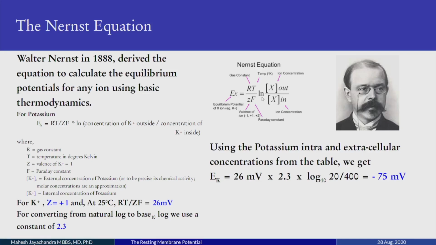And then you have the natural log of the ion concentration outside over the concentration of it inside. For potassium, its valency is 1, and at 25 degrees centigrade, RT by ZF reduces to 26 millivolts. For converting from a natural log to base 10 log, we use a constant of 2.3. Using the concentrations of potassium in the table earlier, we plug them into this equation and we get minus 75 millivolts. Okay. We can do this for every ion which is present, chloride, sodium, and so on and so forth.